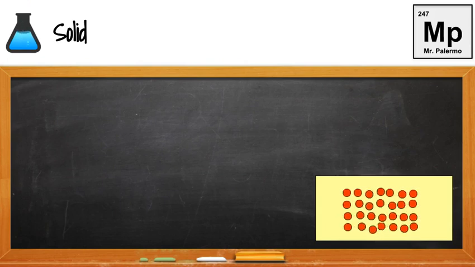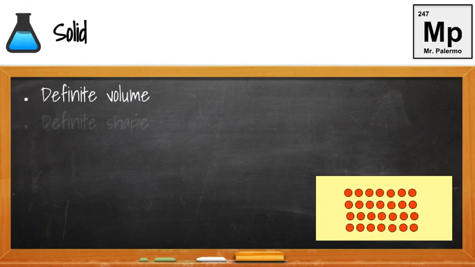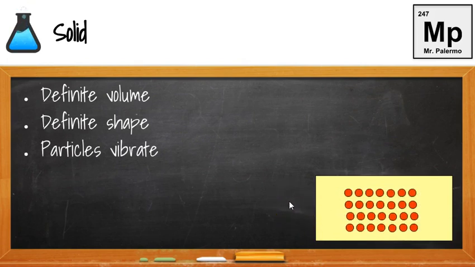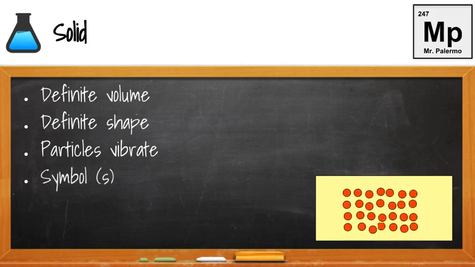When matter is in the solid form, it has a definite volume and definite shape, as seen here in the particle diagram. So when we place this red solid in this space, it retains its shape and volume. Notice the particles are moving slightly, but they are vibrating in place. And the symbol for solid after a chemical symbol would be S in parentheses, indicating it's in the solid state.